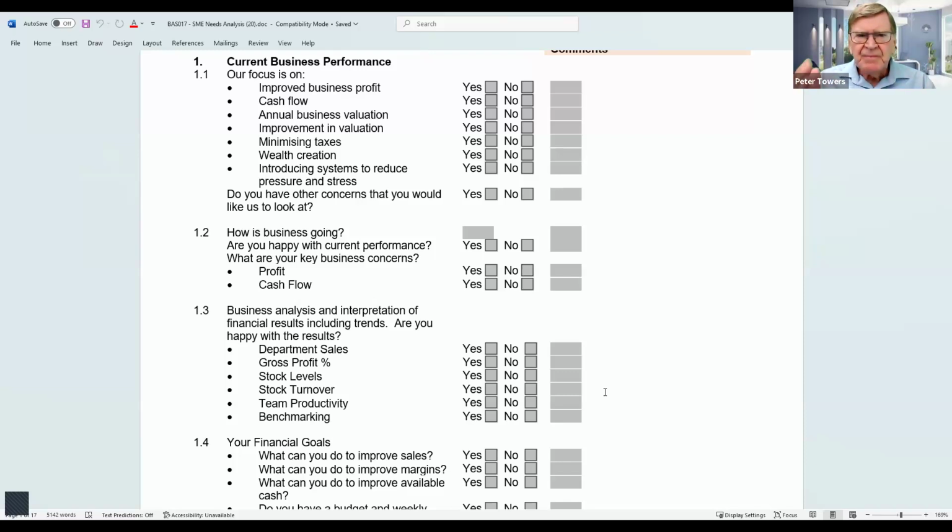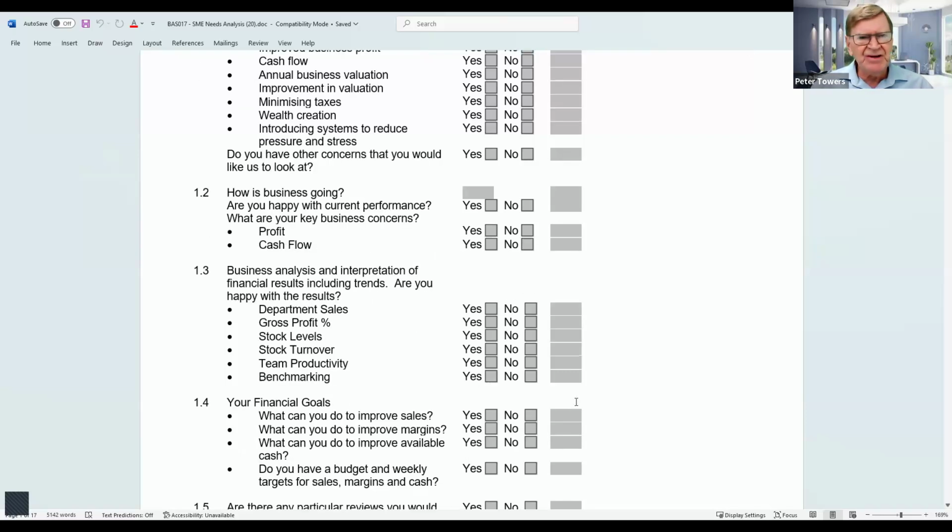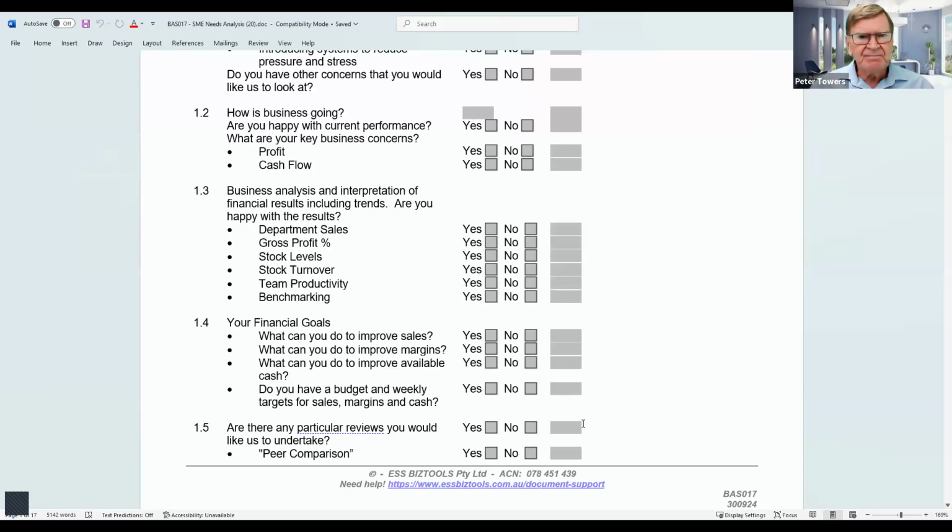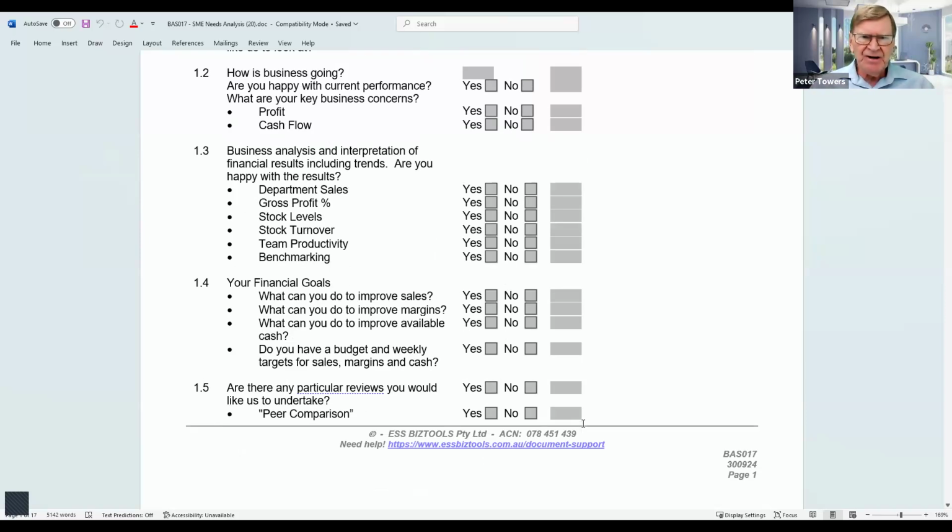You need to understand your client, your CEO, and what's concerning them. Is it various departments and their sales, their gross profit percentages, their level of inventory, stock turnover, the productivity of the individual team? How do they compare on a benchmarking report for those individual departments? Can you give them an idea on that?